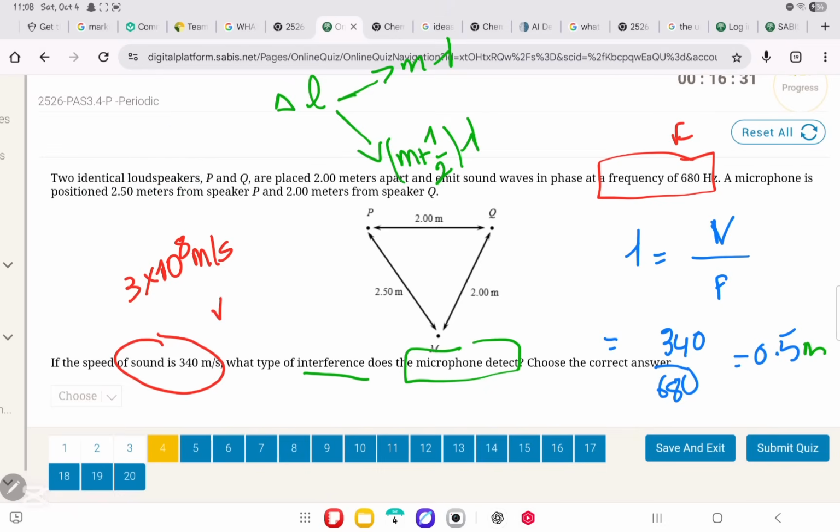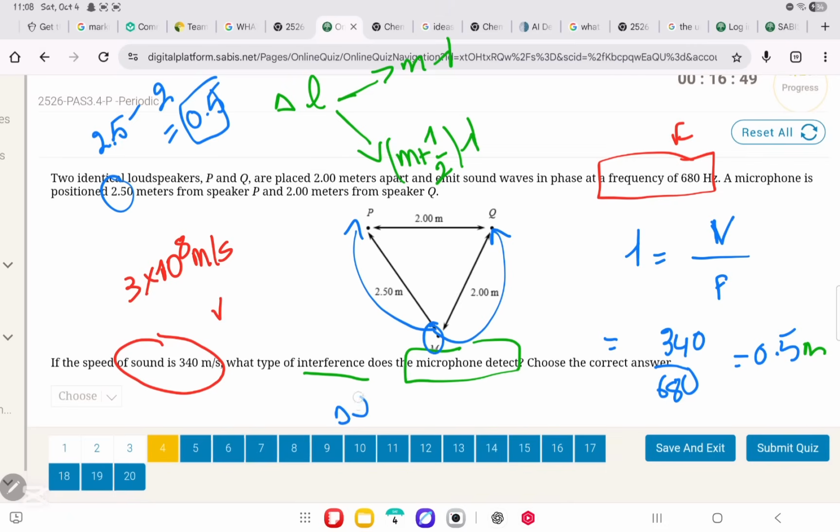We have to take the distance of the microphone from speaker 1 and subtract it from the distance of the microphone to speaker 2. So it's gonna be 2.5 minus 2 meters, so it's gonna be 0.5 as well, right? So now what's the equation? Delta L equal m lambda. So 0.5 is equal to m, which we need to find, times lambda, which is 0.5 as well, and we get that m is 1.